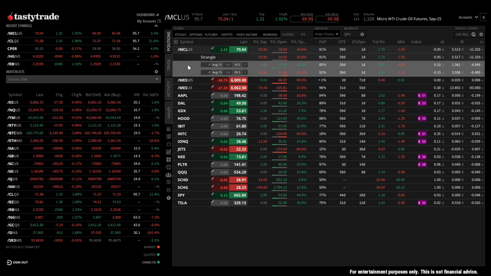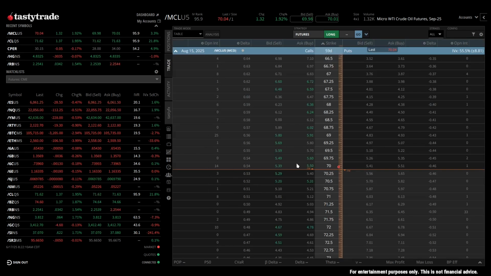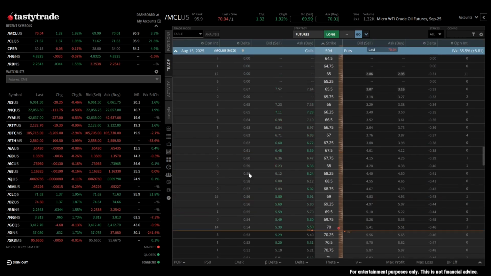Didn't go to CL. CL's a little too big. I could have done an iron condor in CL, but I prefer to do a naked strangle rather than an iron condor. And MCL, the micro crude, does have options. Open interest isn't great, but the bid-ask spreads are not bad. It's very similar to MES in that aspect.